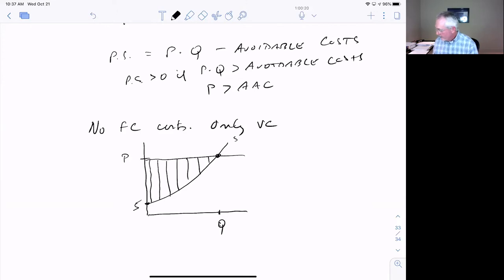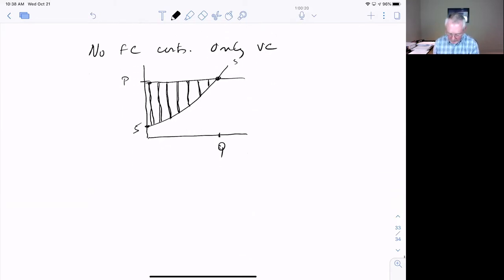Because in this particular case, Dan will be producing along his marginal cost curve, and that becomes a supply curve. So this area here, this is no fixed cost. It's the distance between Dan's supply curve, which is also his marginal cost curve, and this price line. Now suppose that there are some avoidable fixed costs.